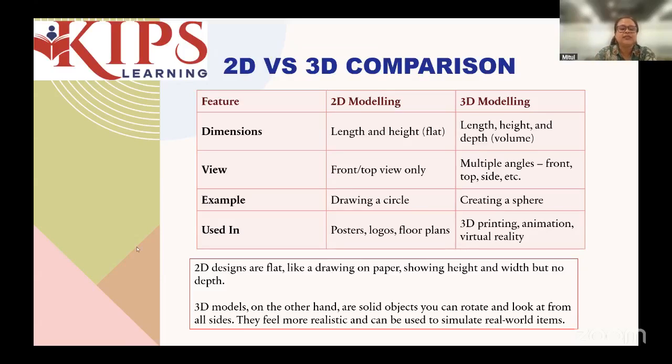2D designs are flat like a drawing on paper, showing height and width but no depth. But 3D modeling, on the other hand, is a solid object that can be rotated, and we can see it from all dimensions. We know that since it has 3 dimensions, we can see it from all dimensions. And it gives us a very real-time effect, as if it is a real world object. So this is some introduction to 2D and 3D designing.